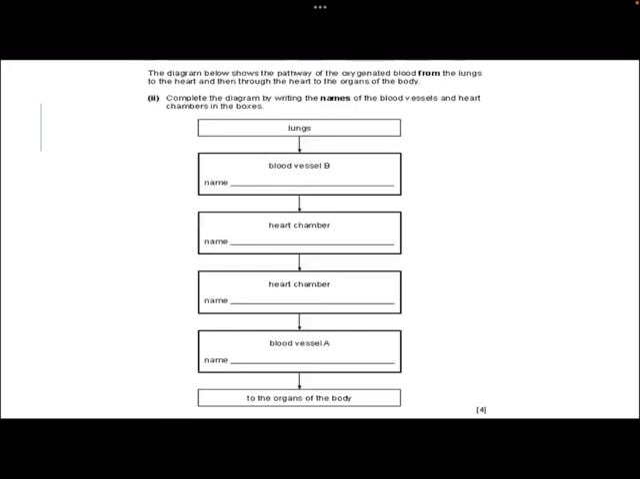The diagram below shows the pathway of oxygenated blood from the lungs to the heart and then through the heart to the organs of the body. Complete the diagram by writing the names of the blood vessels and heart chambers in the box. So from the lungs, it travels back to the heart through blood vessel B, which is known as your pulmonary vein, entering into the left atrium, then down into the left ventricle, and then leaves through the aorta to the organs of the body.